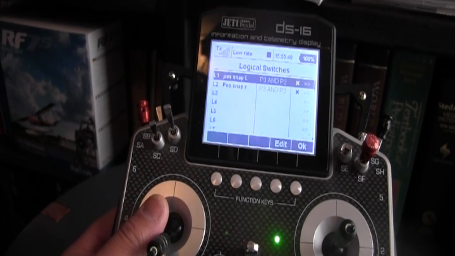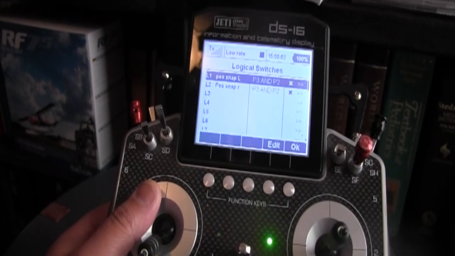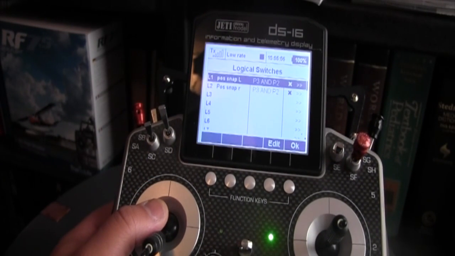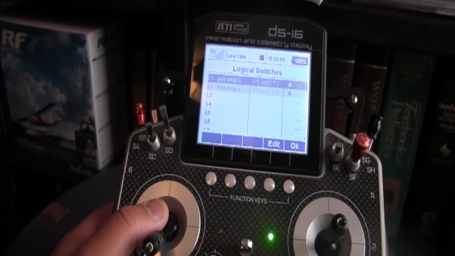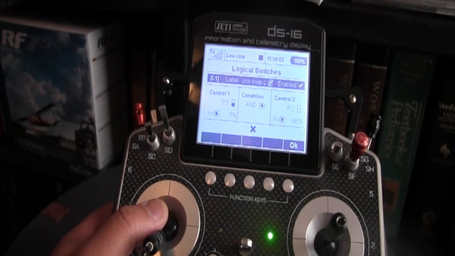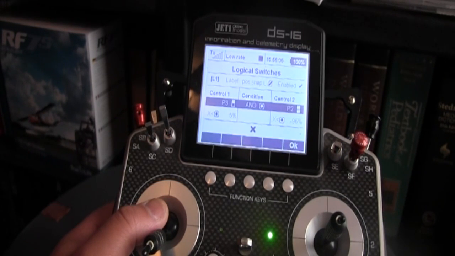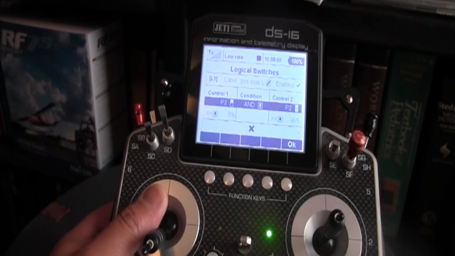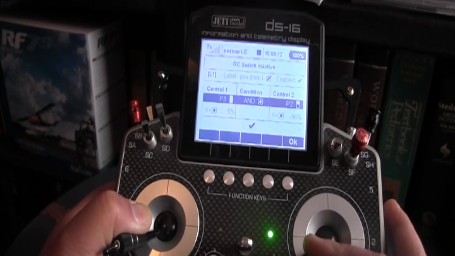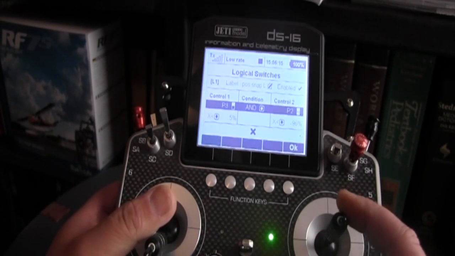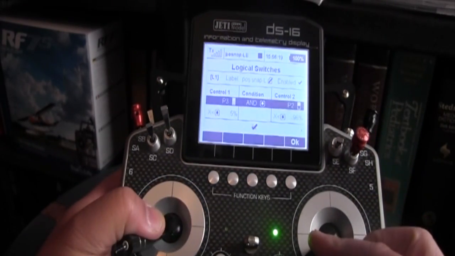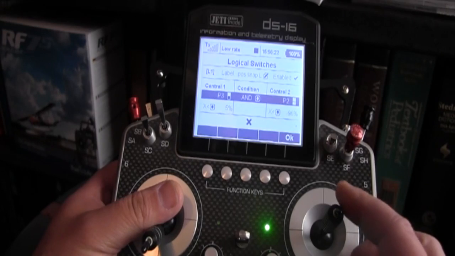the logical switches. And what I did is I set up two logical switches. The first one is positive snap to the left and positive snap to the right. And once you enable this, then you just set up which controls for each one. So P3 ends up being here and P2 here. Low rates is on. You can see how when I do that, the check mark here indicates that it is low rates on. That's happening there.